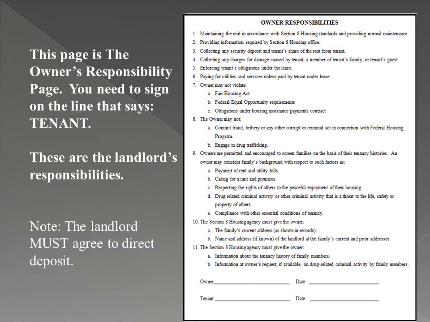Owner responsibilities. This form explains the landlord's responsibilities upon entering into contract with the housing authority. In short, owners are responsible for the general maintenance of the unit. They collect security deposits and collect the tenant's share of rent. It is the owner's responsibility to screen tenants, enforce tenant obligations, and pay any utilities as agreed upon in the lease.